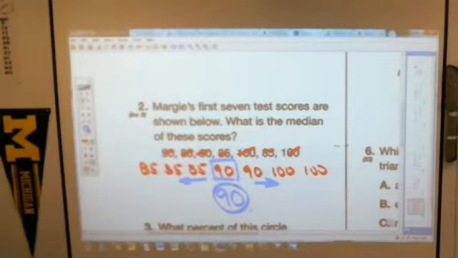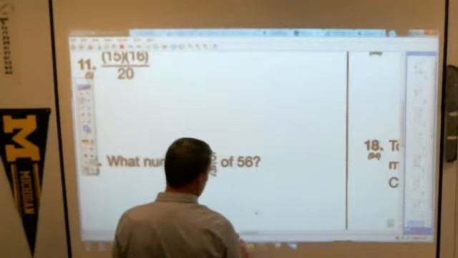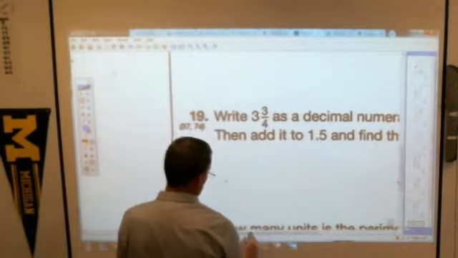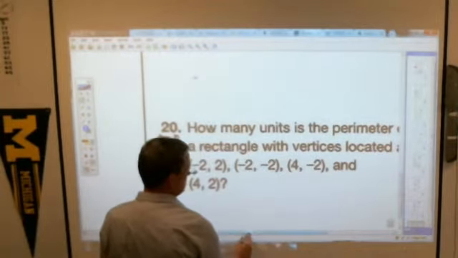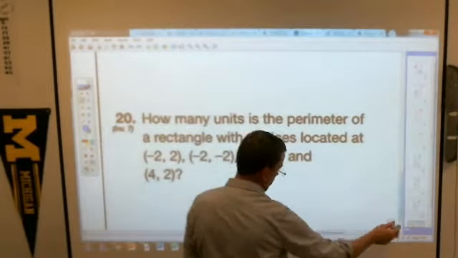Ethan, could you do number 20 on the board? I would love to do number 20 on the board. I am overly anxious to do number 20 on the board. Let's see, 20. What is the perimeter of a rectangle? And you graphed this, sir? Yes, sir. You did? Mm-hmm.